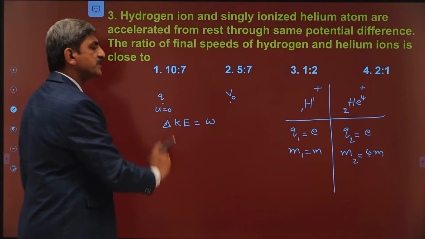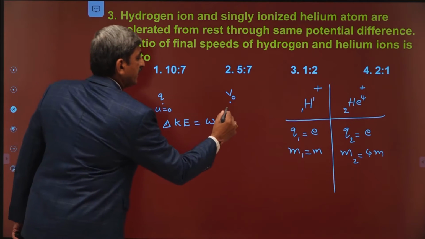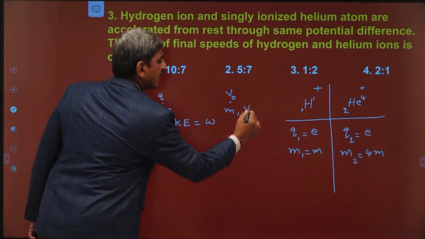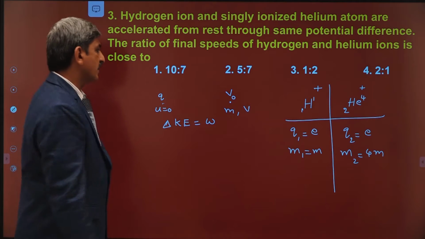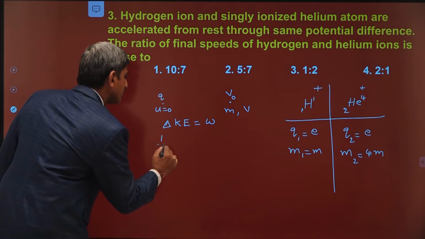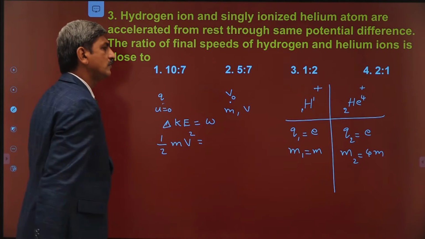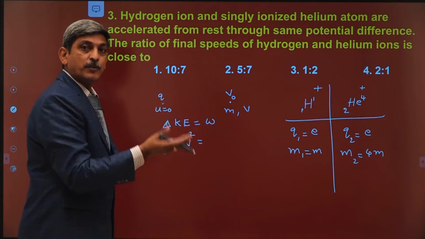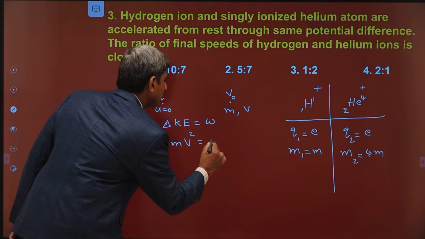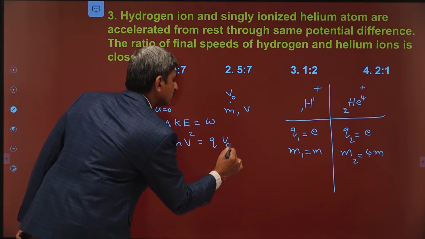Here, initially it starts from rest. That's why if m is the mass of the particle and v is the velocity gained by the particle, the kinetic energy is equal to half m v square. This is equal to the work done by the potential difference on the charged particle, that is qV0.